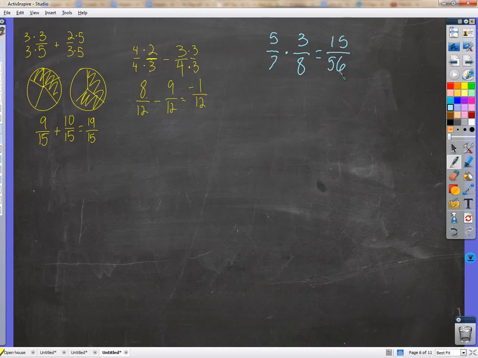The only other thing we might do is simplify the fraction if that's possible. Let me show you an example of that. 5 sevenths times 9 tenths. Well, if I just multiply these straight across, I would get 45 over 70. And then I might notice, oh, these both have a 5 in common, and so I would simplify them to 9 over 14.